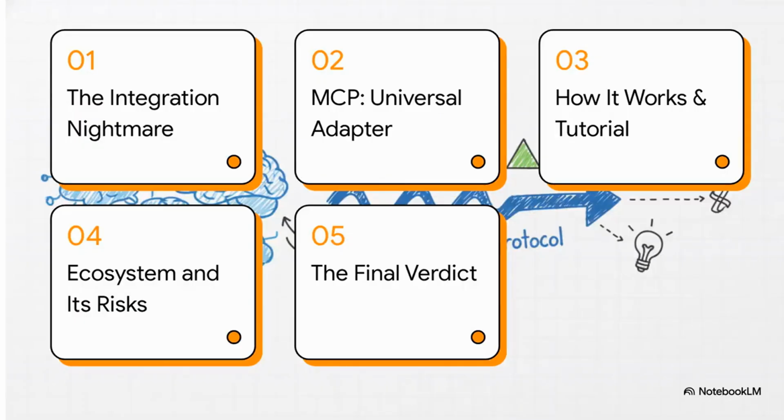So here's how we're going to break it down. First, we'll look at the huge, messy problem that MCP was created to solve. Then, we'll dig into what it is and how it actually works, and yeah, we're going to get our hands dirty with a quick tutorial. After that, we've got to talk about the growing ecosystem and, importantly, the security risks. And we'll wrap it all up with the final verdict on what you should do next.